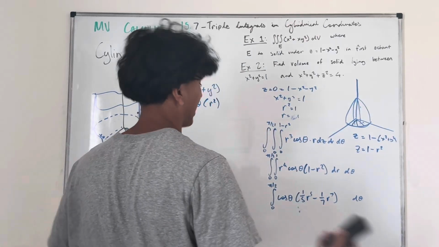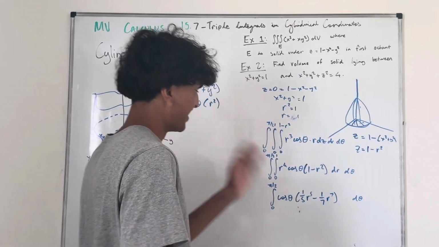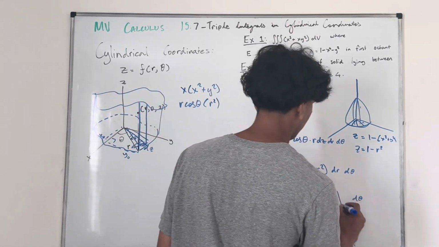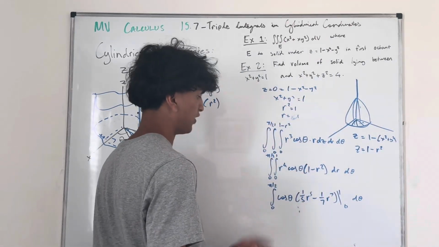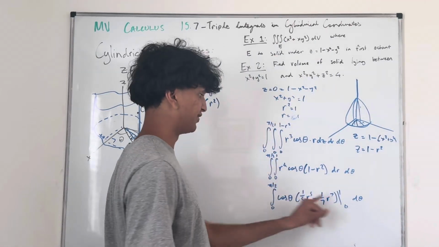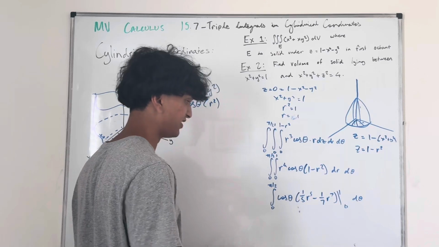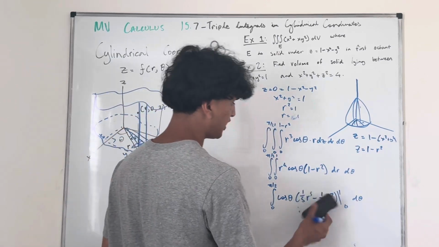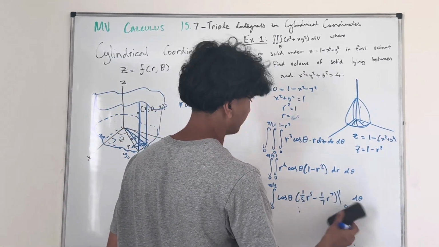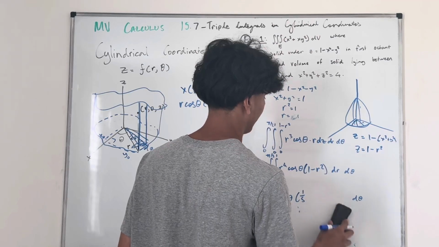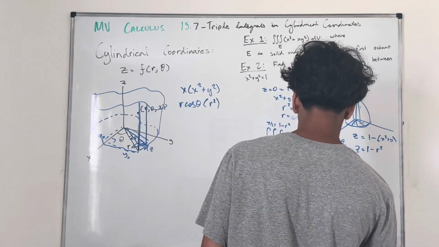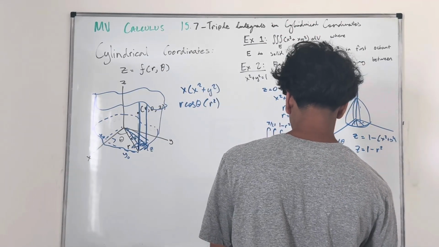Okay, yeah, it does work out. When we go from 1 to 0 by FTC, the 0 we don't have to really worry about because when we plug in 0, we're just going to get 0, so we don't need to subtract anything. When you plug in the 1, 1 to the 5th is just 1, 1 to the 7th is just 1, so you get 1/5 minus 1/7, which we can pull out of the integrand.